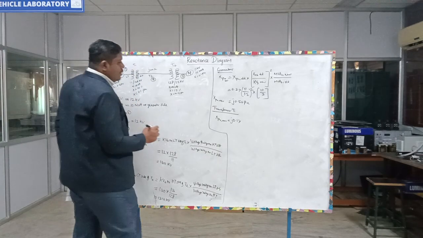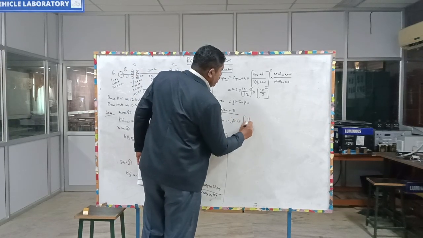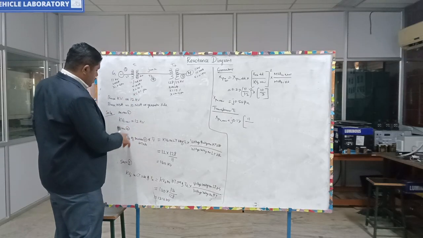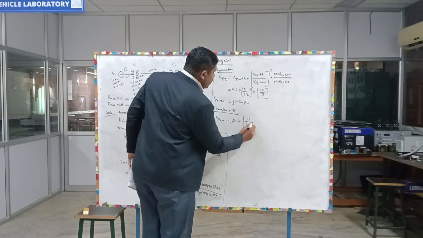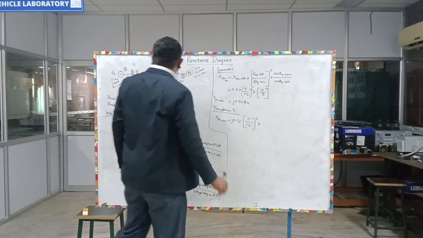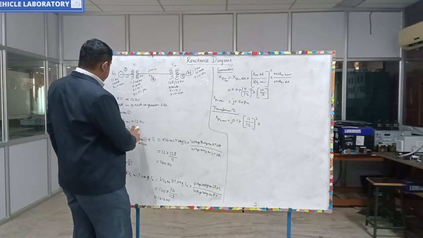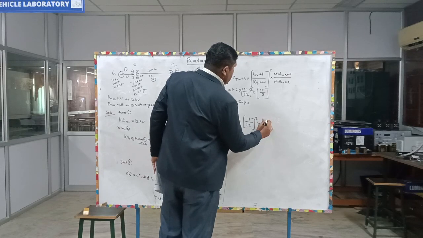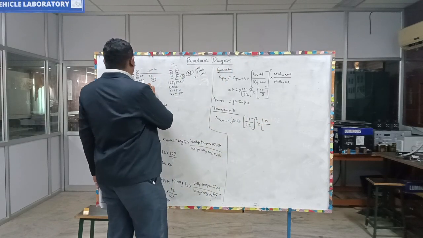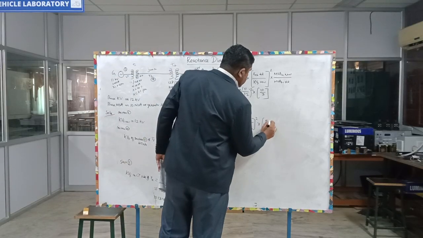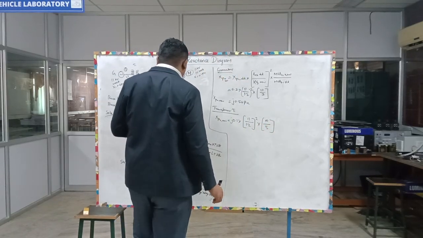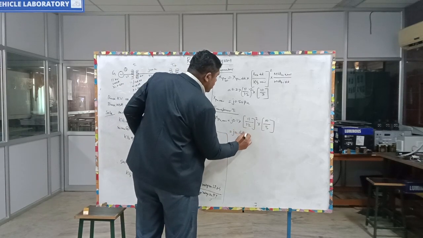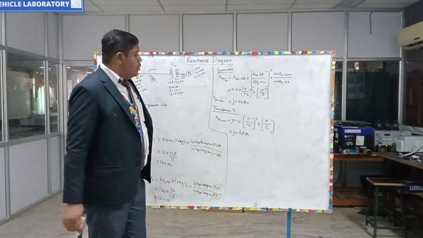kV base is 11. kV base new is what we have calculated in section 1, it is 12. 12 square into MVA base new, this one, MVA base is 10. MVA base old is given in the problem as 5. If you solve this, you will get 0.168 per unit. This is for transformer 1.